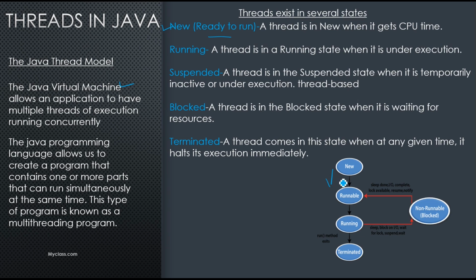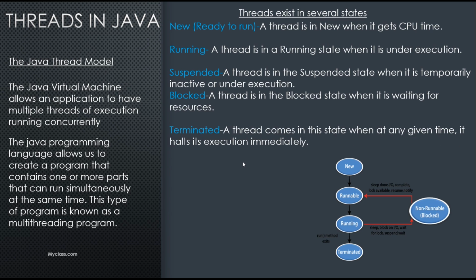After the new state, the thread is in the runnable state. That is ready to run, or just going to execute. Then the running state. A thread is in the running state when it is under execution. So after the runnable state, the thread is in the running state. After the running state, there are two possibilities: the suspended state and the blocked state.